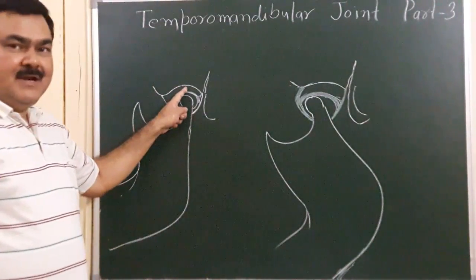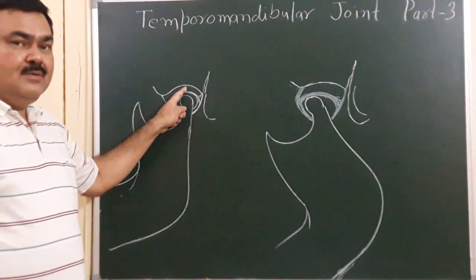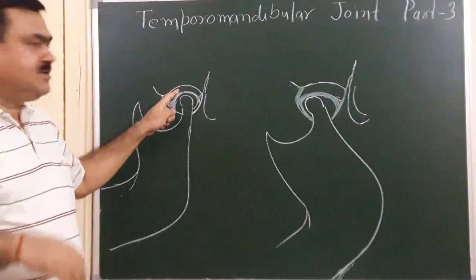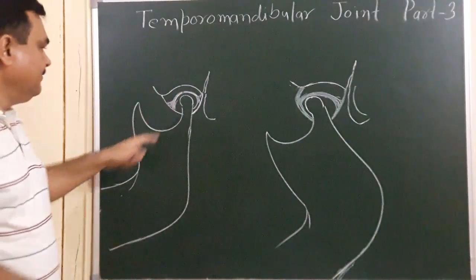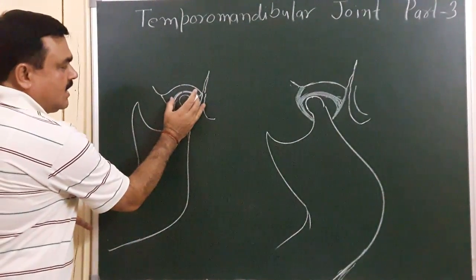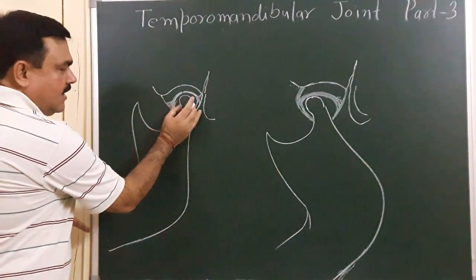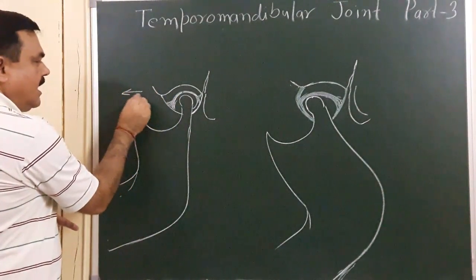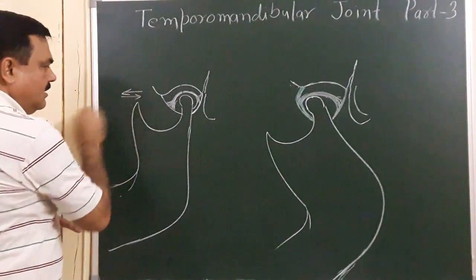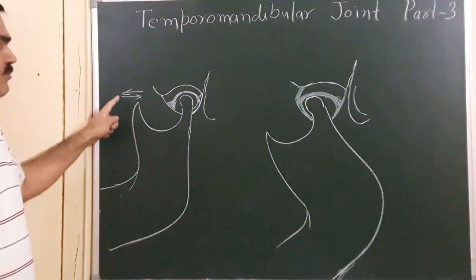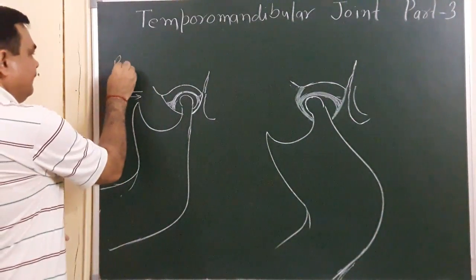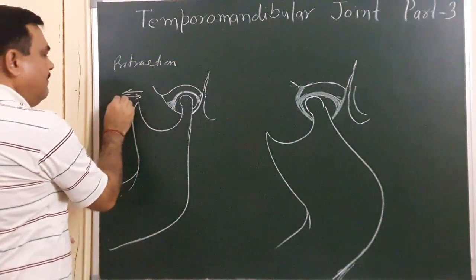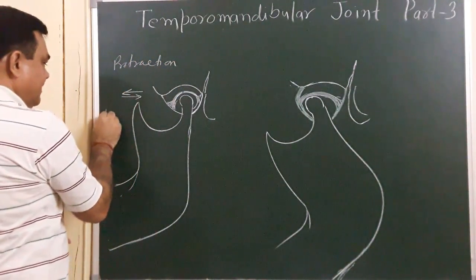In the upper compartment, the protrusion or protraction and retraction movements take place. Here, hold this articular disc along with the head. It moves forward, anteriorly, or backward like this. Forward movement is protraction and backward movement is retraction.